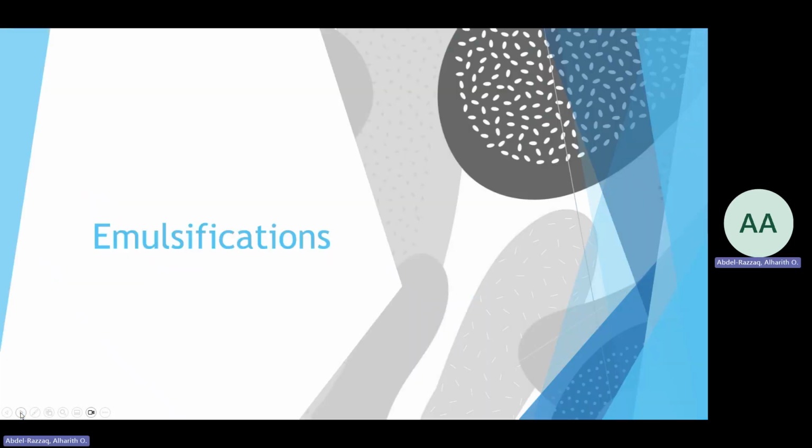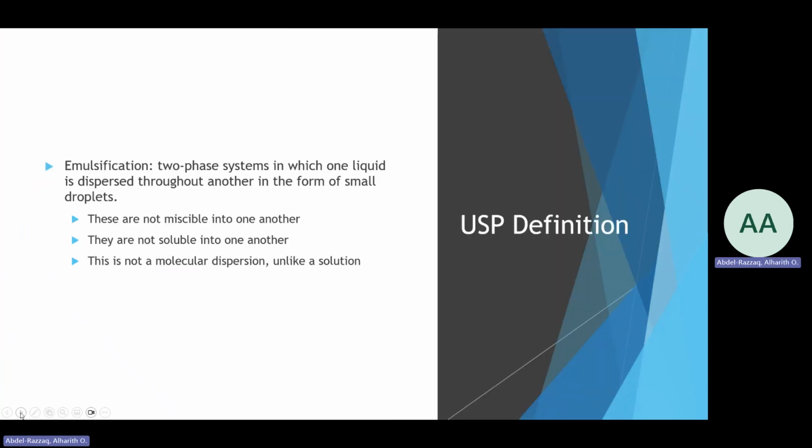So let's dive deep into emulsifications. So emulsification, according to USP, is defined as a two-phase system in which one liquid is dispersed throughout another in the form of small droplets. And these are not going to be miscible into one another. They're not going to be able to mix into one another very easily. They are not soluble in one another. And this is not a molecular dispersion, unlike a solution.